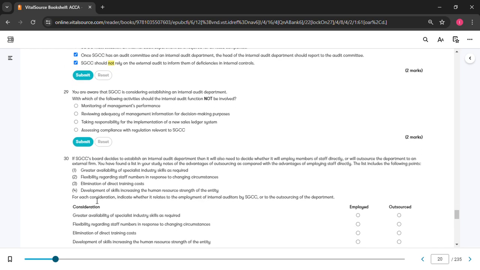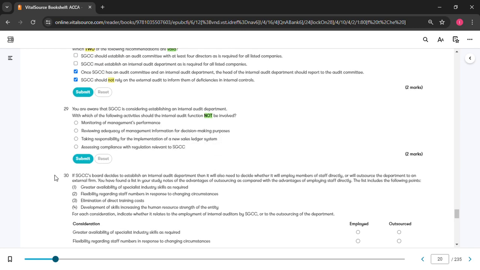Next. Yes, Gaita. You are aware that HGC is considering establishing an internal audit department. With which of the following activities should the internal audit function not be involved? What should the internal auditor not do? Monitoring management performance? Tell me the answer. The third one, sir, taking responsibility for the new sales rating system. Also 3, sir.